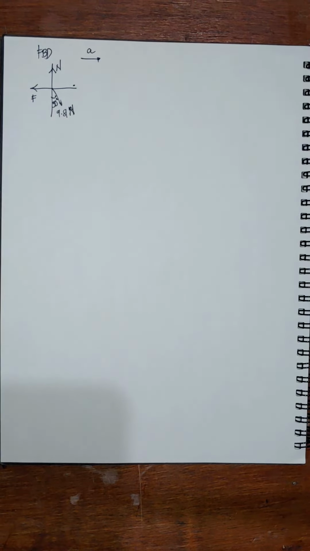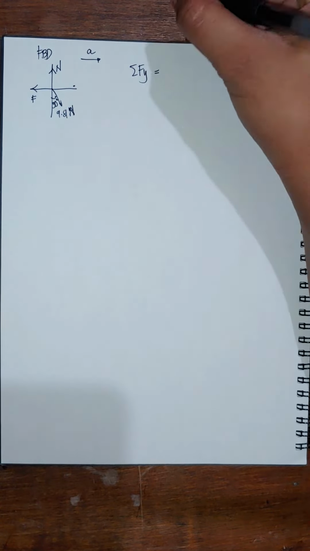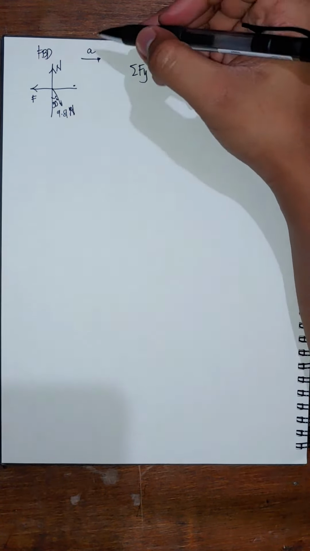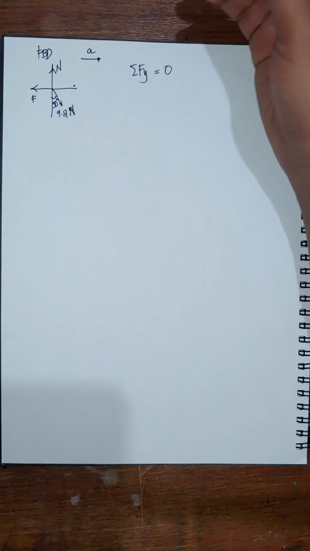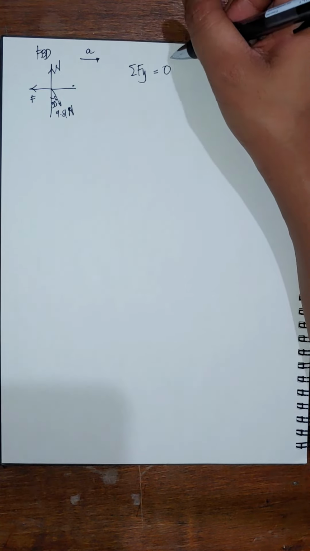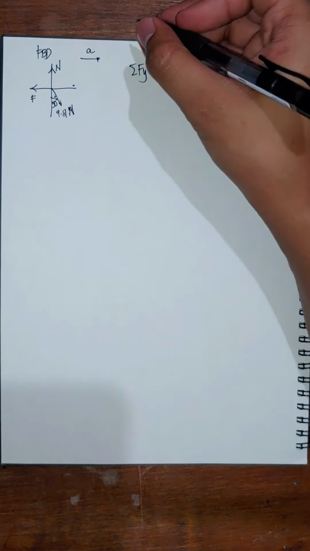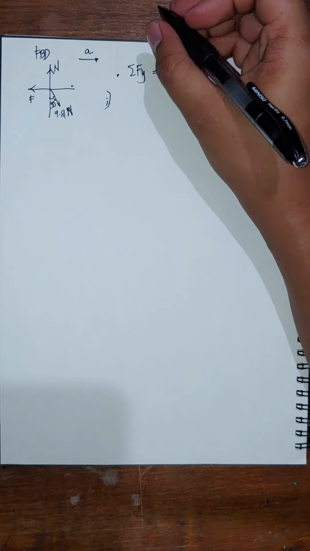Now we write the equation along y. The summation of forces along y is just equal to 0. Why 0? Because the acceleration moves along the x and there is no acceleration along y, so it equals 0, because mass times acceleration is 0 along y. So our summation of forces along y is equal to 0.